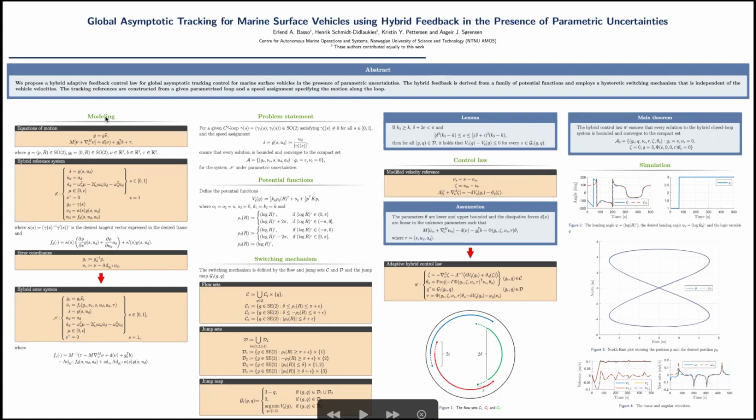So we assume the following structure for the equations of motion, where G is the configuration containing the position and orientation, nu is the velocity, M is the generalized mass matrix, the term in the brackets is the geometric acceleration, d of nu is the vector of drag forces, tau is the control inputs, and where we have assumed that the effect of ocean currents and other unmodeled dynamics are captured by a constant bias b.